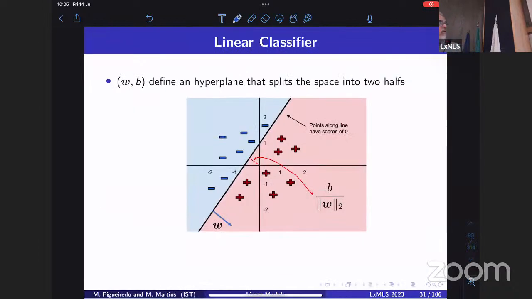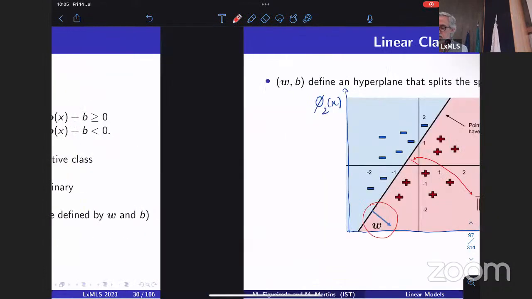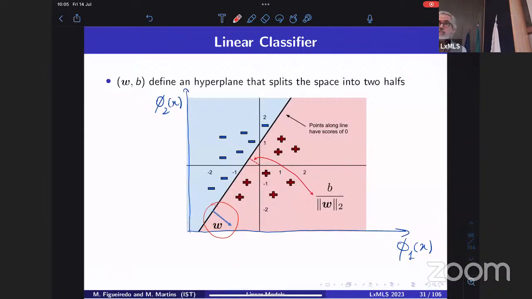Here it is. Okay, so important. The horizontal axis would be phi one of x, the first component of the feature vector, and the vertical axis is phi two of x. And a classifier, a hyperplane, is that black line there. It depends on W. This vector W that appears here is a vector orthogonal to the boundary, okay? And B controls the distance of the boundary to the origin. So the distance from the origin to the boundary is B divided by the norm of W, okay?